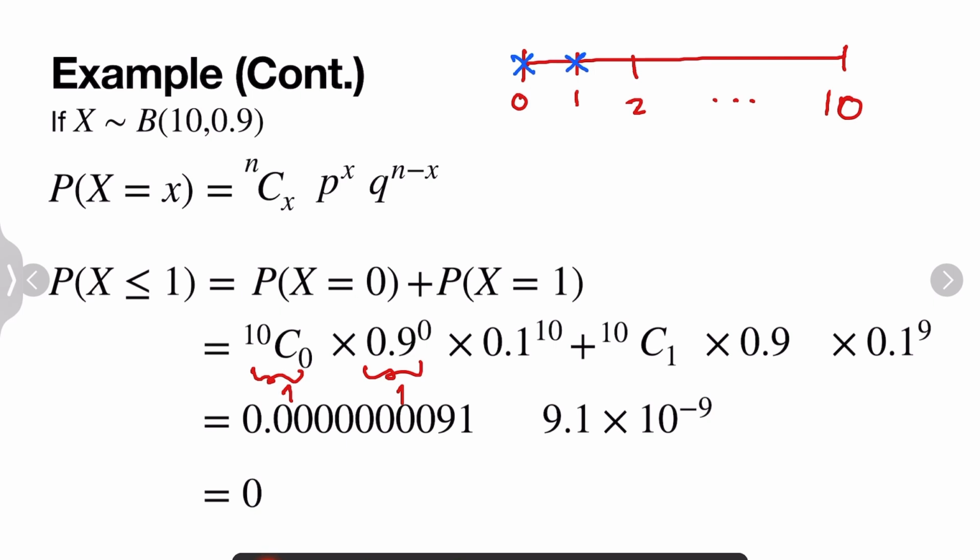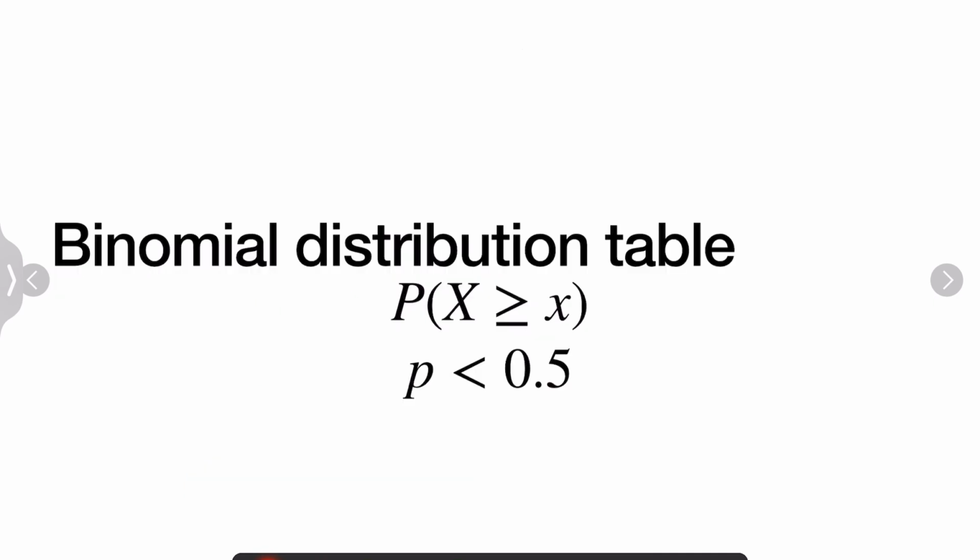Same. This is same. Ditulis dalam base 10. So you may round off to 0. This is too small. So it is almost 0. So you may write down 0. Alright. Now let's go to binomial distribution table.